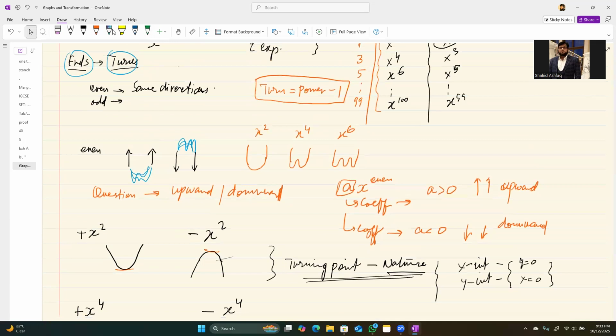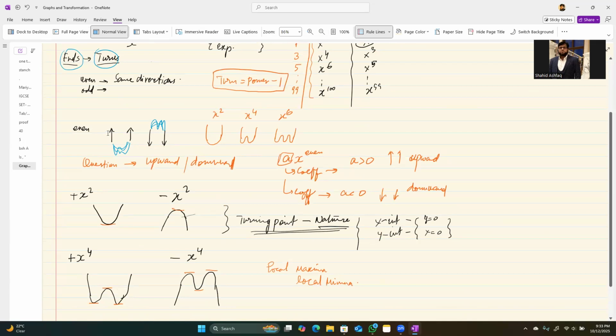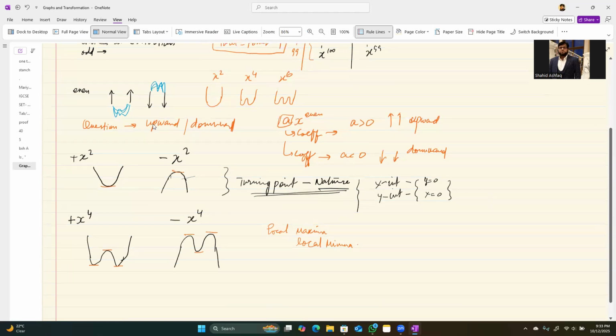Let's reconsider what we have learned. Very first, we look at whether the power is odd or even. We just learned about the even powers: if it's an even power, the directions of the ends will be either both upward or both downward, always going to be in the same direction if the maximum power of the equation is an even number.